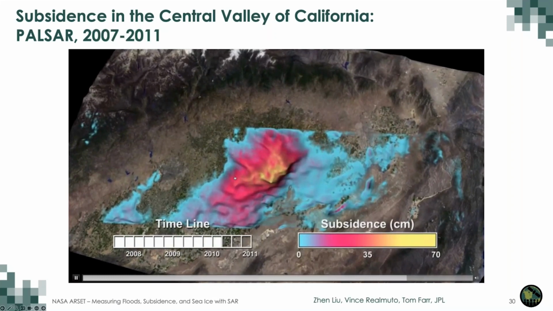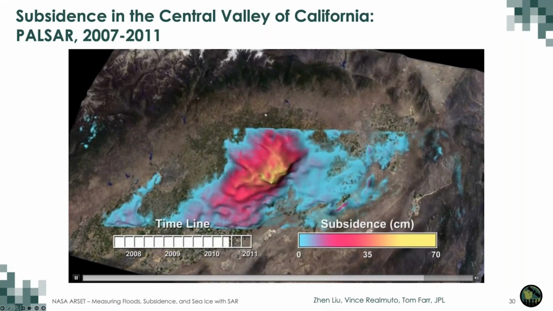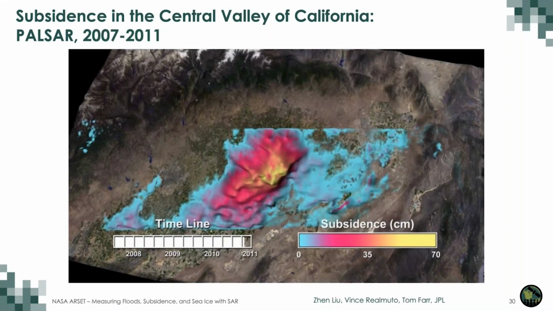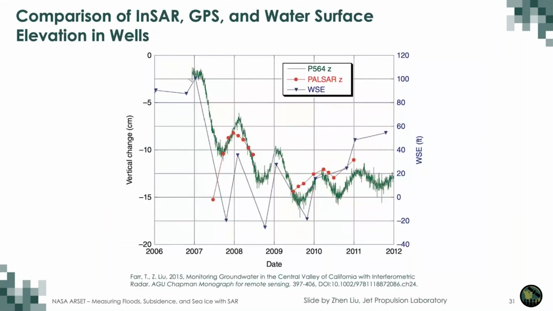So this is the subsidence bowl in the southern San Joaquin Valley that we're going to be looking at in more detail in the demonstration later. This is another way of comparing the PALSAR measurements in the red line to a GPS station that's in the same area. The green line here is the GPS measurement, which is measured every day.